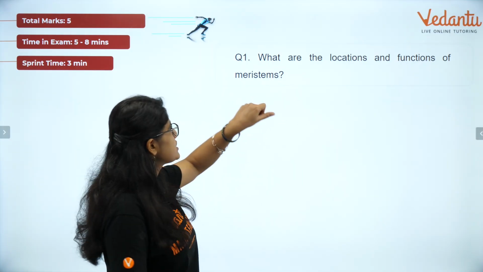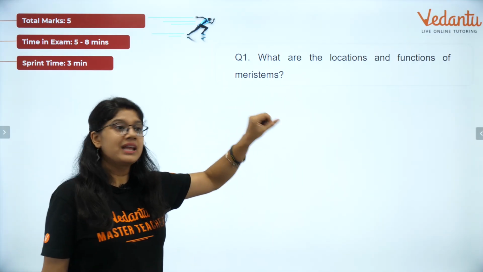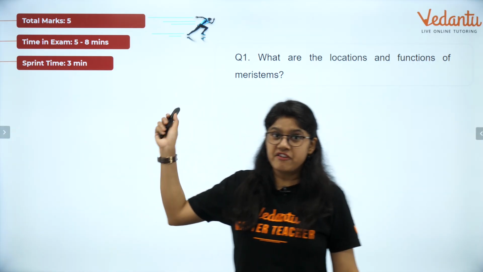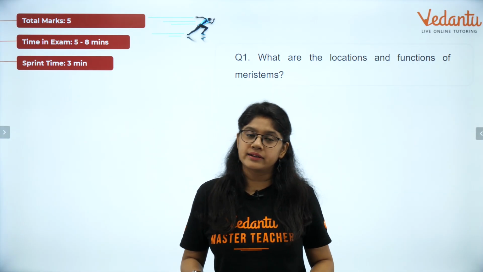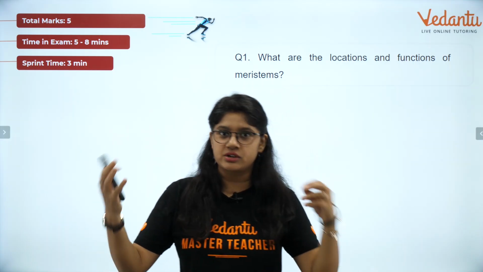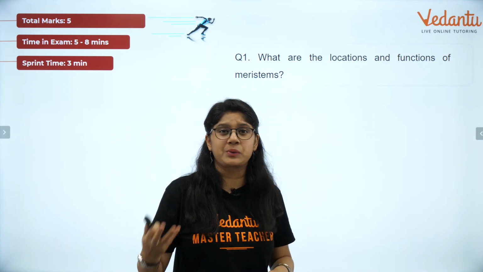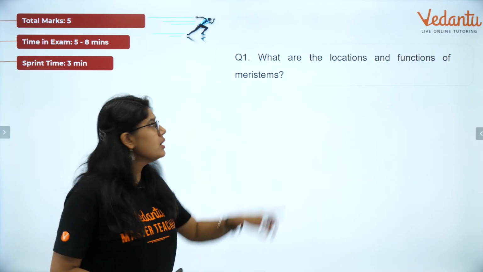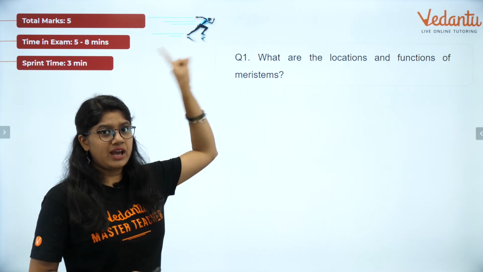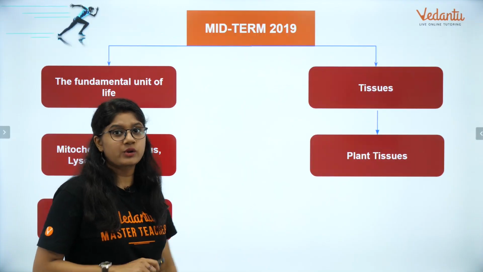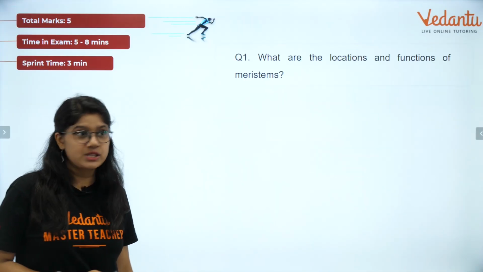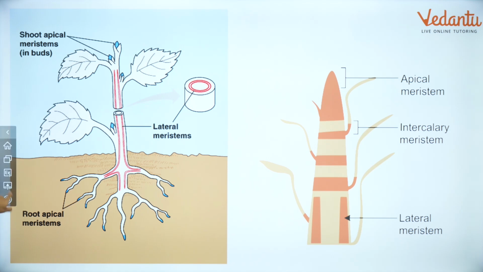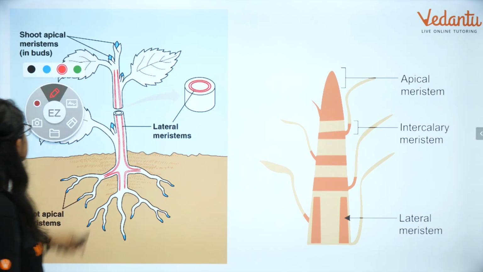The first question is, what are the location and the functions of meristem? Now, it's a question of 5 marks. It's a very lengthy question, and this question will be coming in your examination, and it's a very theoretical question. So let's see how we can deal with that question. Okay, so we know the locations and we have to tell the functions also. So let's see over here everyone.